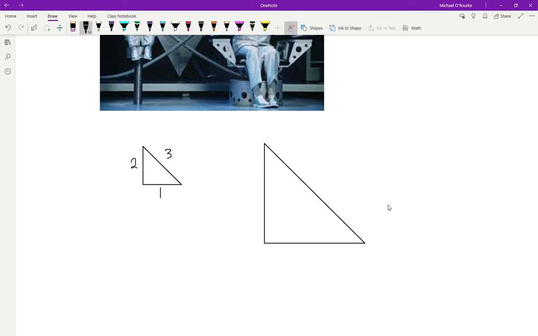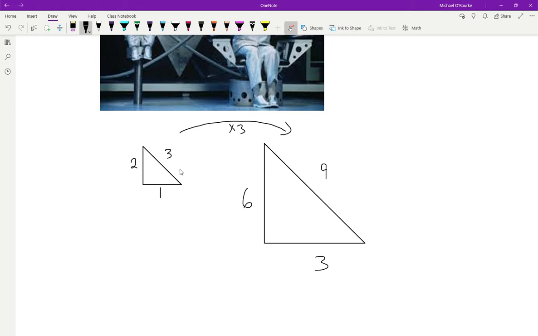So let's say this one here is 3 times as big. So this is going to be 9, 6, and 3, because going from this one to this one, we're going to multiply these by 3. Okay? Does that make sense, everybody?